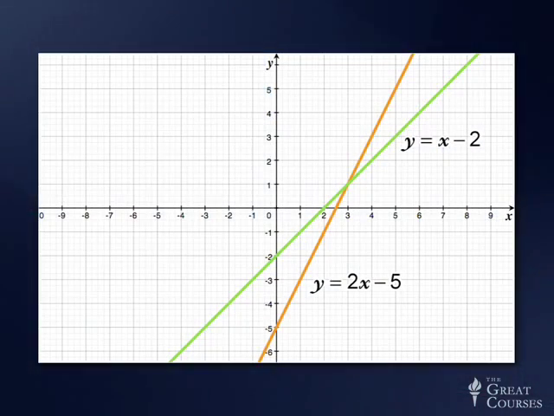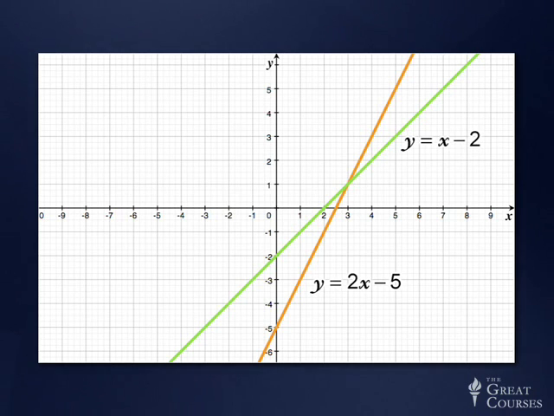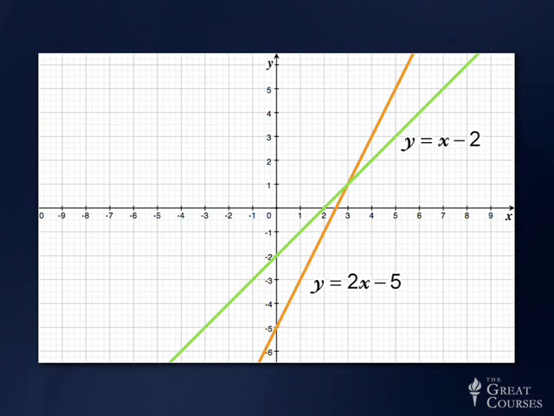So this is the system I talked about a moment ago. The technique is pretty straightforward. We graph the two lines that we had and we find their intersection point. So if you look at the graph, we have two lines. One has a y-intercept of -2. That's going to be the one for the equation y equals x minus 2. And the other has a y-intercept at -5, and that's going to be the line that corresponds to the equation y equals 2x minus 5.